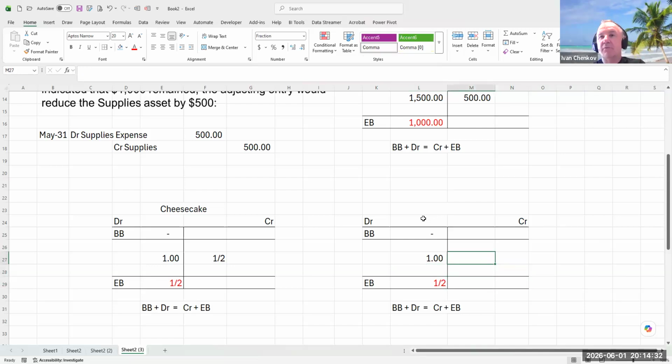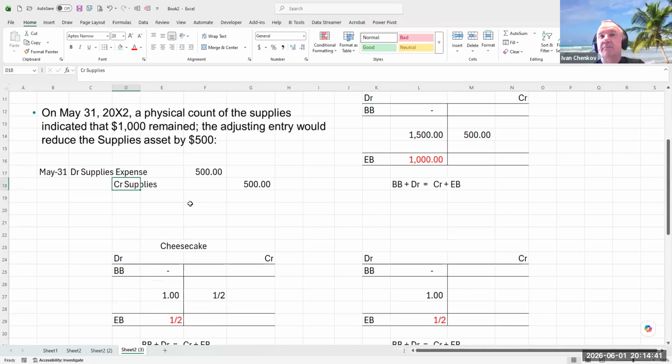So now what do you have to do? You have to adjust for whatever went out. How are we going to do that? Debit supply expense, credit supplies. That's what happens with the supplies. We had it. Now we're checking the ending balance and figuring out how much we used. Because sometimes you're just using it. It's an easy way to check the ending balance and find out how much you used.